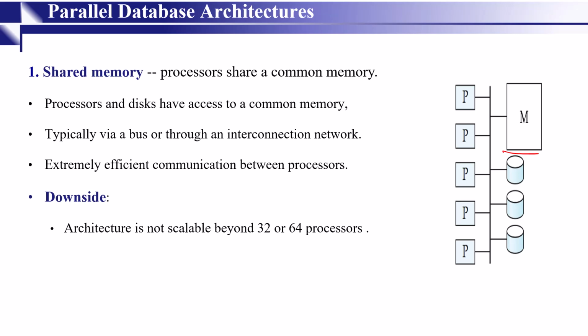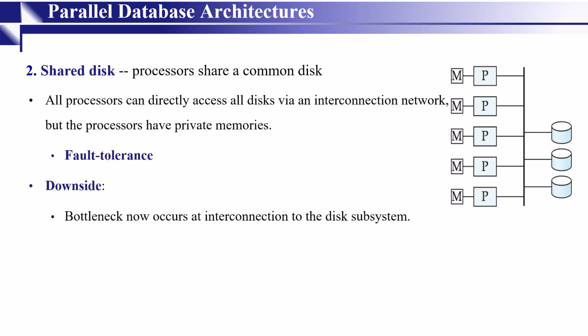But scalability caps at 32 or 64 processors. Beyond that, the bus saturates and contention slows everything down. It's great for moderate sized systems. Shared disk lets all processors access all disks, as you can see here.